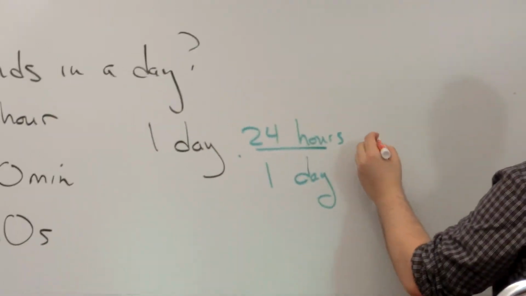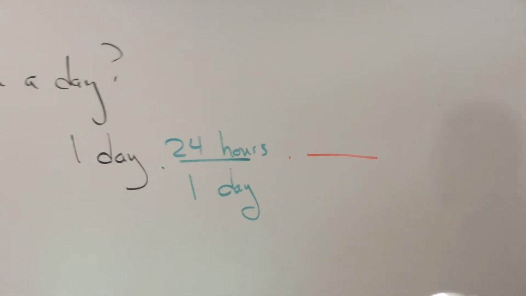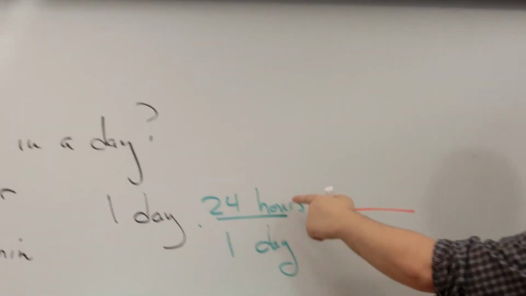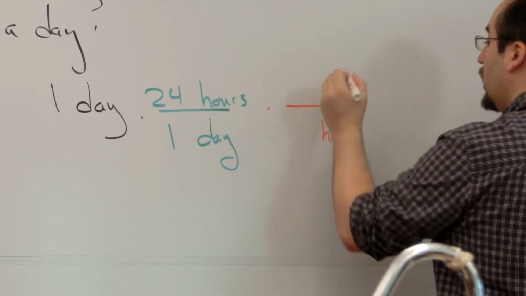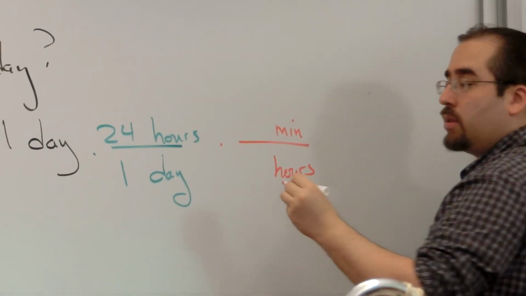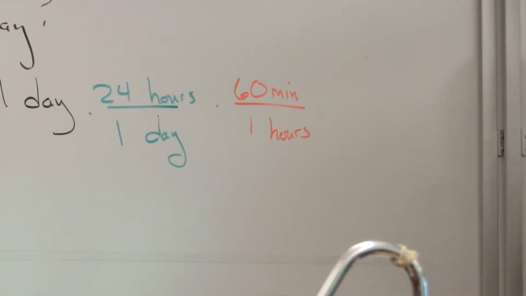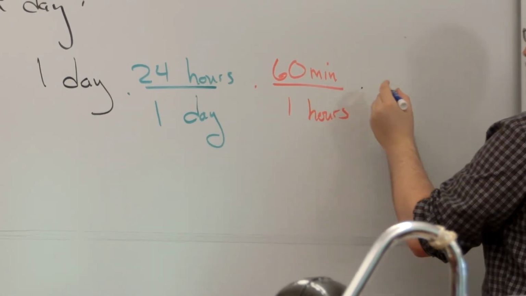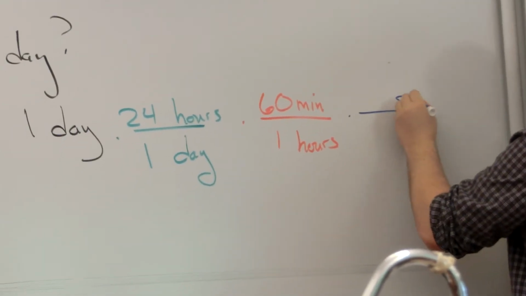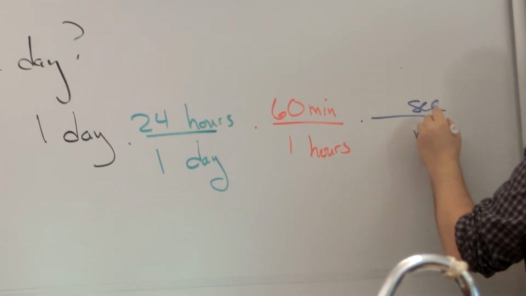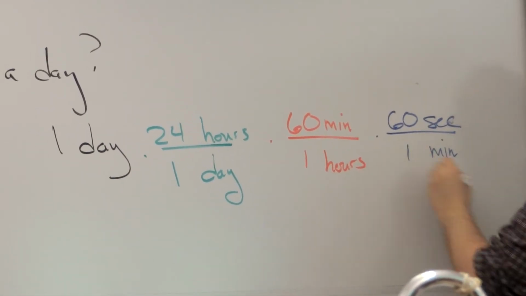What's the next thing we're going to do? Convert to minutes. So we're going to minutes from what? Hours. So hours is going top or bottom? Bottom. What's on top? Minutes. And what do we know about hours and minutes? There's 60 minutes to every hour. 60 minutes, 1 hour. Where are we going next? Seconds. Seconds on the top, minutes on the bottom. What do we know about these two? 60 seconds is 1 minute.